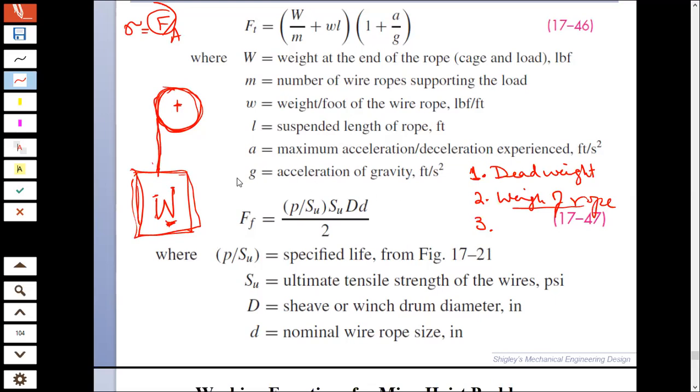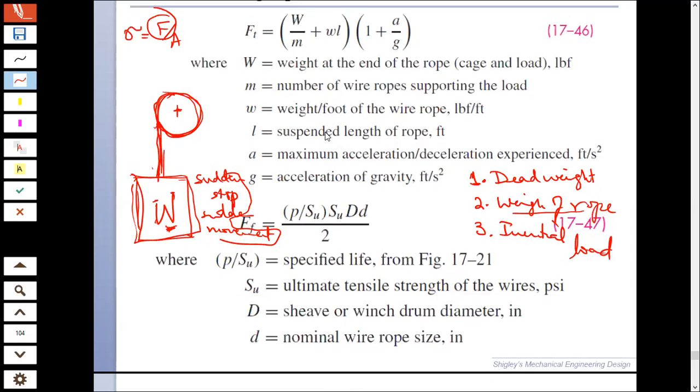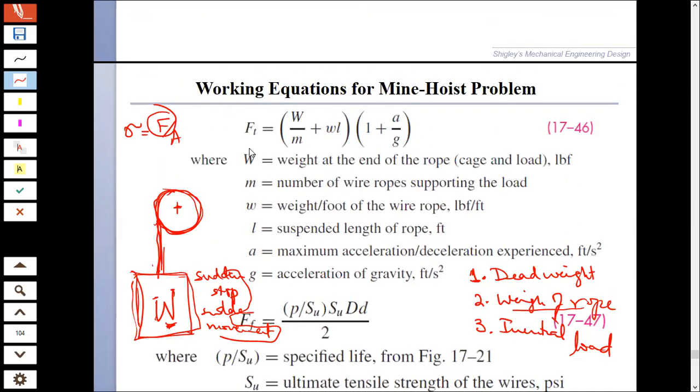Okay. And what will be the third? The third weight that you will take, that will be the inertial load. Let's say if this is an elevator and it comes to a sudden stop, sudden motion, sudden movement, this is going to cause some impact on the rope, okay? So I will take that load also. If you look at this equation, what does this equation give you? F_t.